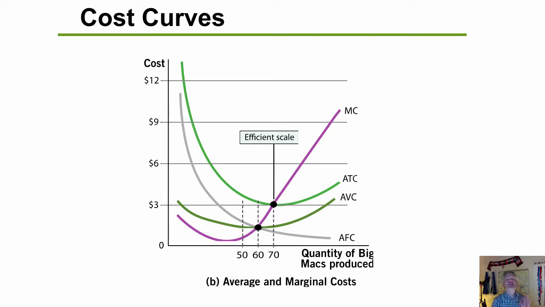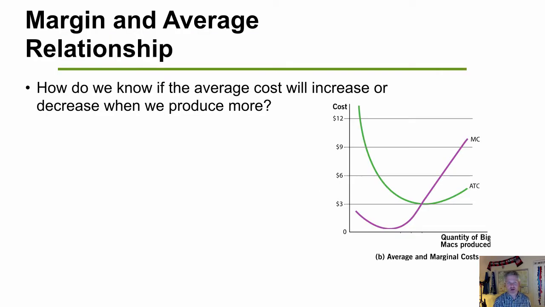This, again, is the efficient point for firms to produce, where average total cost is minimized. Now, if they keep producing more and more, that marginal cost increasing so quickly is not going to be worth it. Their average total costs are going to start increasing, and so they're not going to be doing as best as they can.